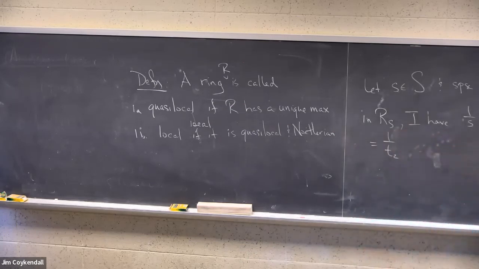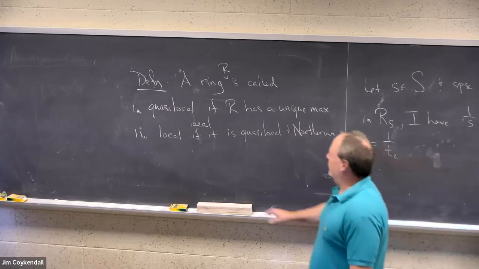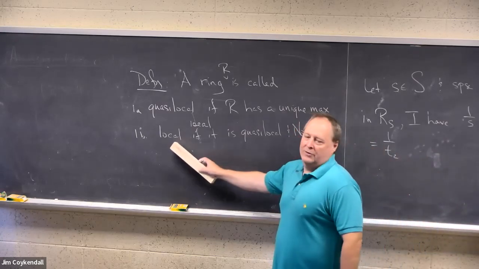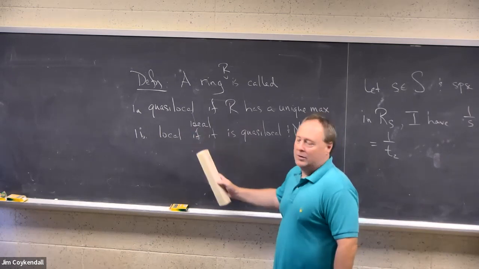There is some confusion sometimes in the literature. You've got to be a little bit careful. Some people use the word local just to mean a unique maximal ideal. But people that do more general commutative algebra are more careful, I think, about this particular distinction. Quasi-local means only one maximal ideal. Local means there's only one maximal ideal and every ideal is finitely generated. So if you ever see the terminology local, it is very likely that they're also referring to a Noetherian ring.